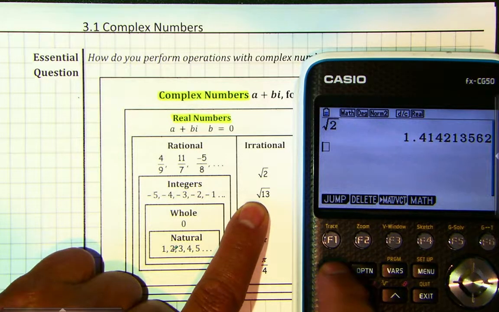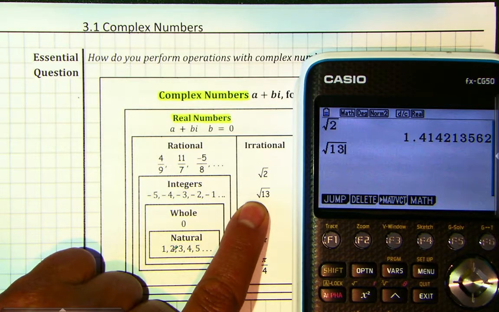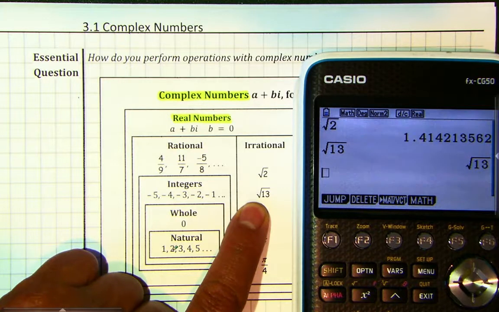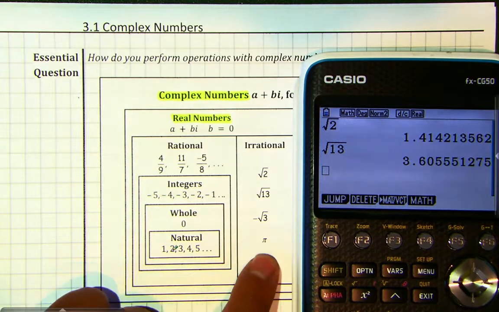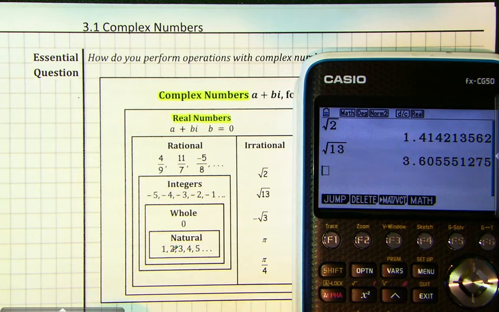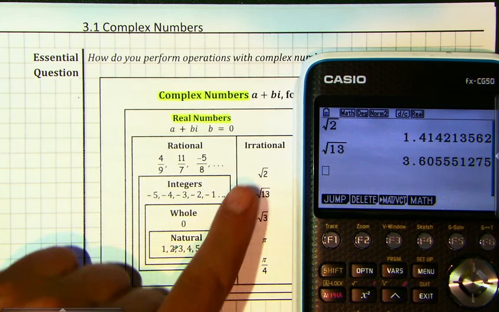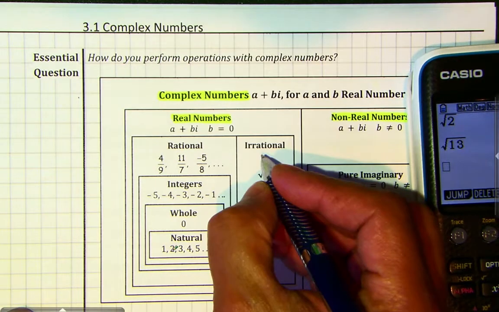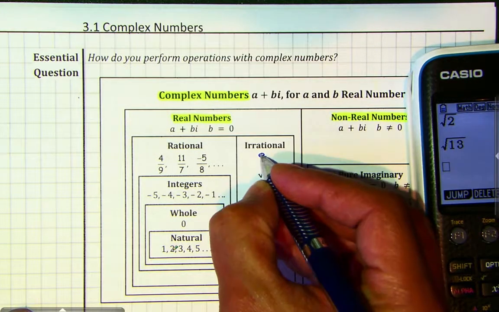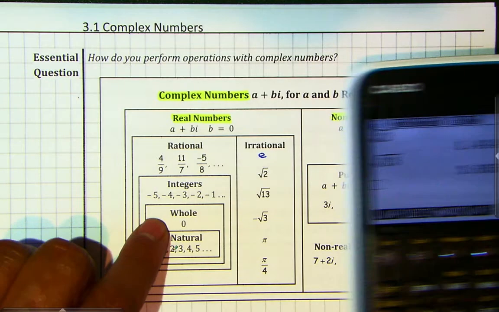We have the square root of 13. So anything that is in a square root that cannot be simplified is considered an irrational number. If I change it to a decimal, the decimals don't repeat. Negative square root of 3, so the irrational numbers can be positive or negative. Pi, and there's one more that we know. Do you remember another irrational number? Correct, e will be another one, 2.72.